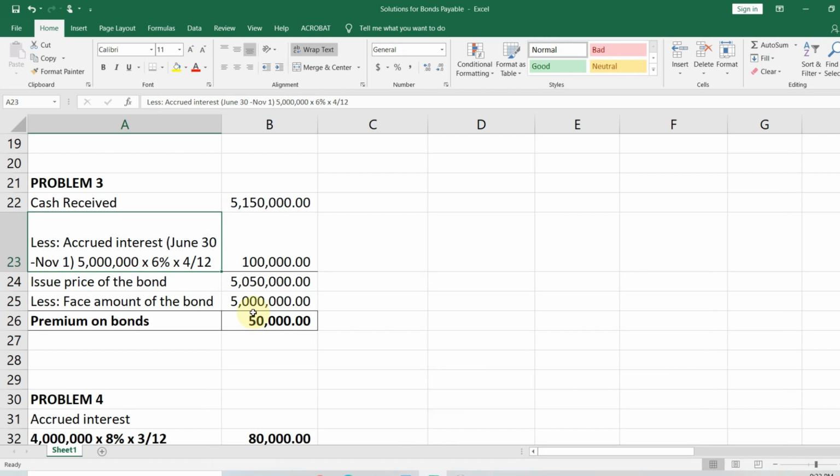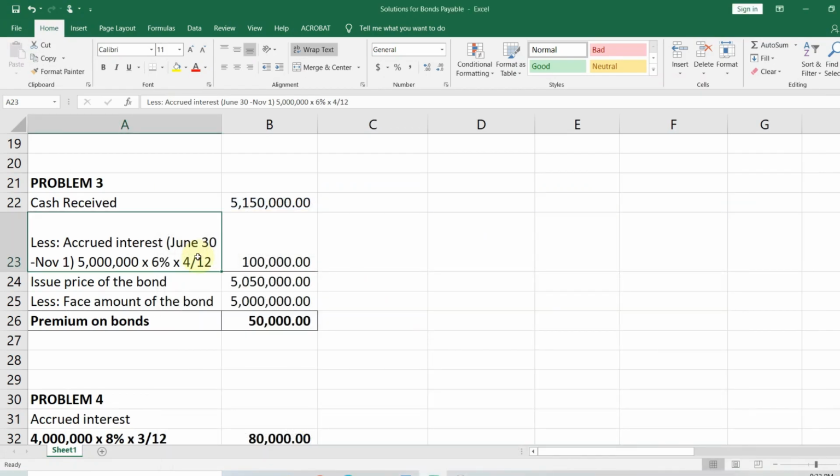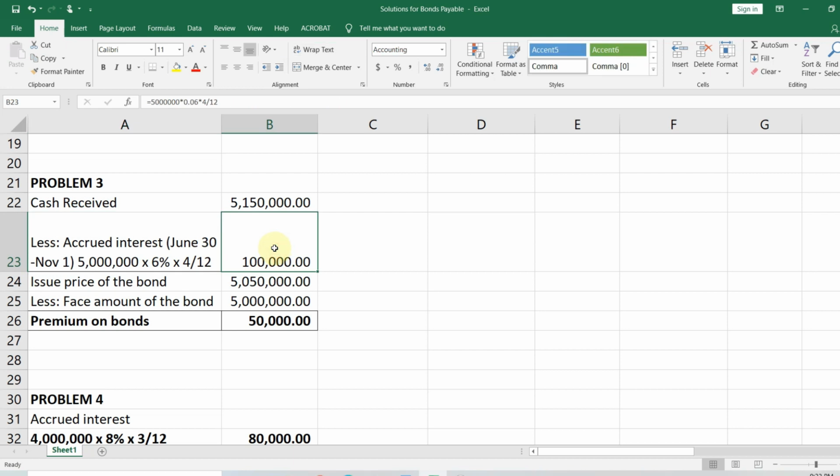So, you have accrued interest from June to November 1, not from November to December, because that is no longer accrued interest. Your accrued interest is from the interest period of June up to November. Do I count June? No, because it is June 30. So, July, August, September, October. Do I count November? No, because it is November 1. So, 4 months. Let's multiply the face amount of 5 million times 6%. Where does the 6% come from? It's the nominal rate. 6% times 4 divided by 12. So, this is the accrued interest.